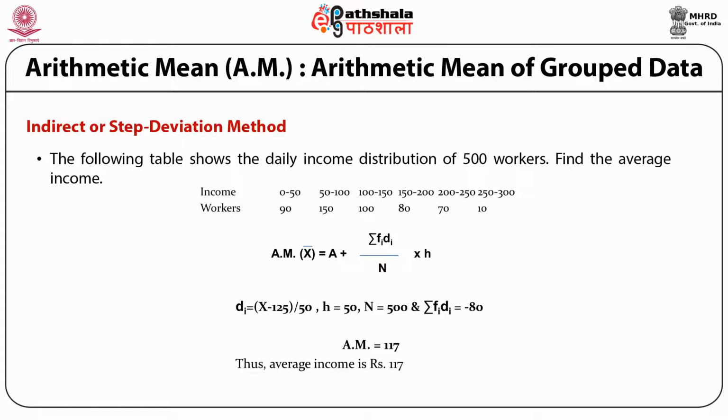Di is equal to (xi minus 125) divided by h. A is 125, it is assumed mean, and h is width of the class, which is 50. In this case, when we try to find out summation fi di using the calculations, it comes out to be minus 80, and capital N, which is sum of frequencies, it comes out to be 500 since 500 workers are there. So putting these values in the formula, we get arithmetic mean is 117. That is, the average income is rupees 117.